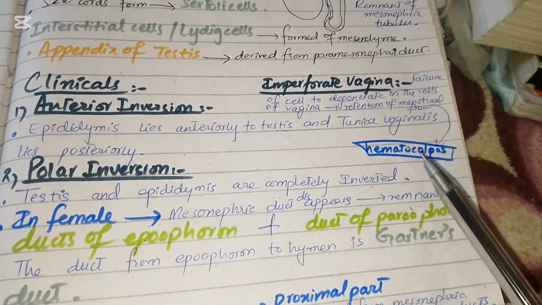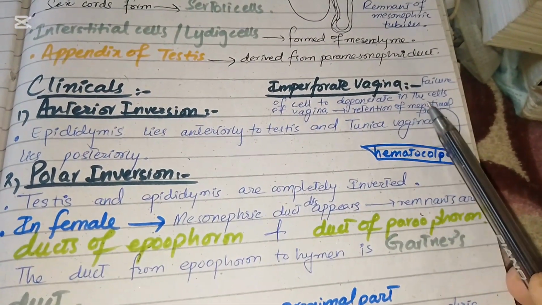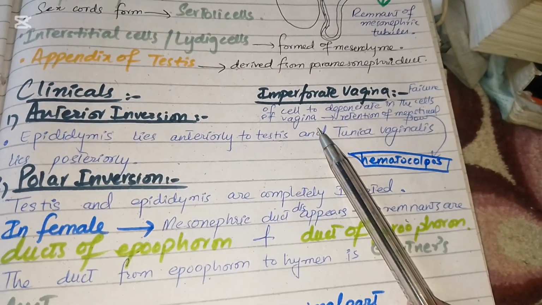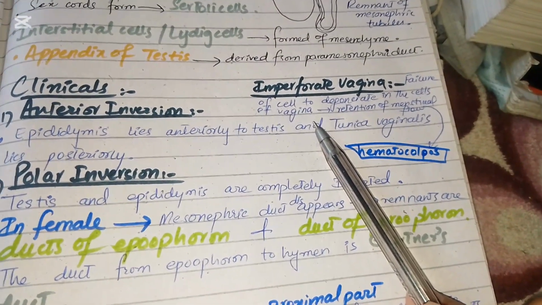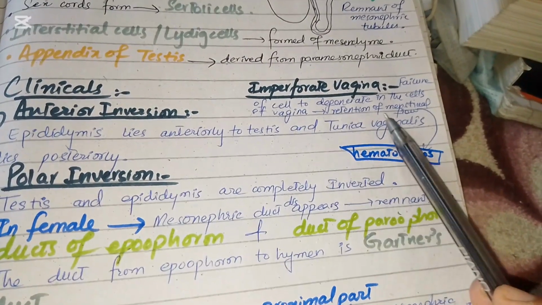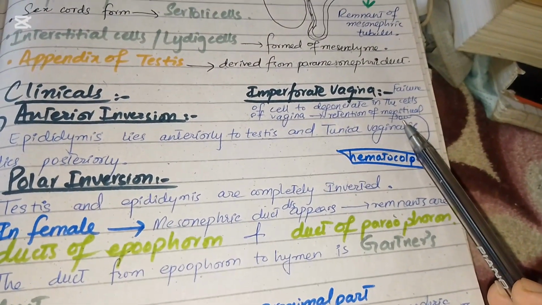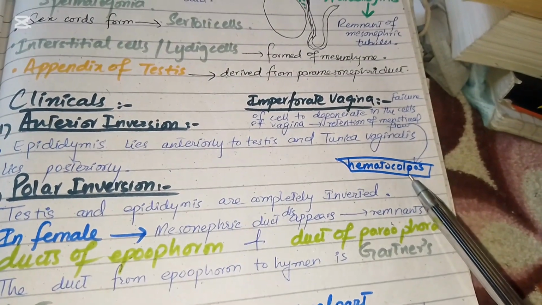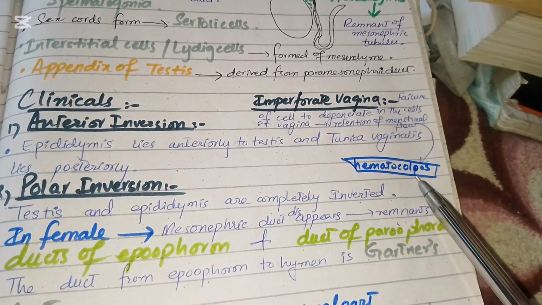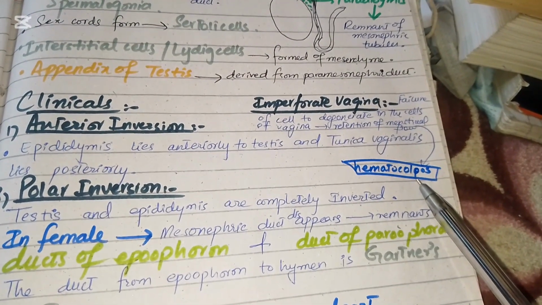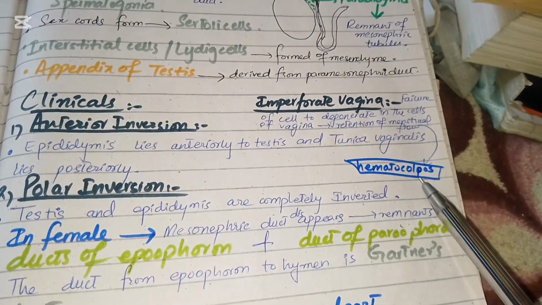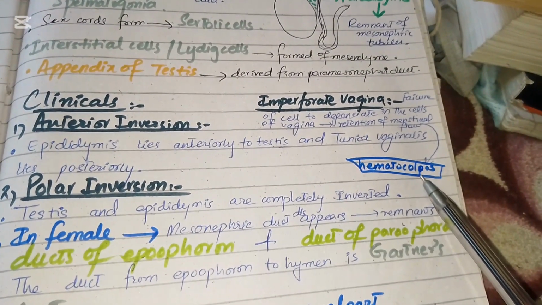Next is the imperforate vagina. There is failure of the cells to degenerate in the vagina. In the midline, when the cells do not degenerate in the vagina and they block the connection of the vagina and the cervix with the uterus, retention of the menstrual flow occurs. Menstrual flow is blocked, and it leads to the condition called hematocolpos. If this condition becomes severe, it can be treated surgically, and the vagina and the cervix are opened through an incision so that this condition can be cured.